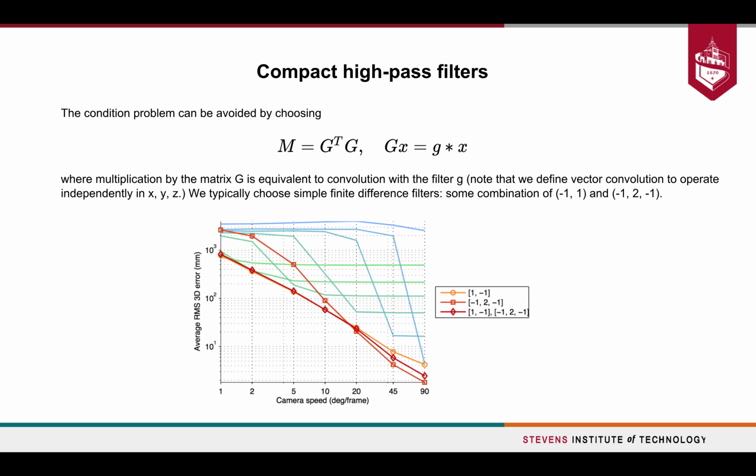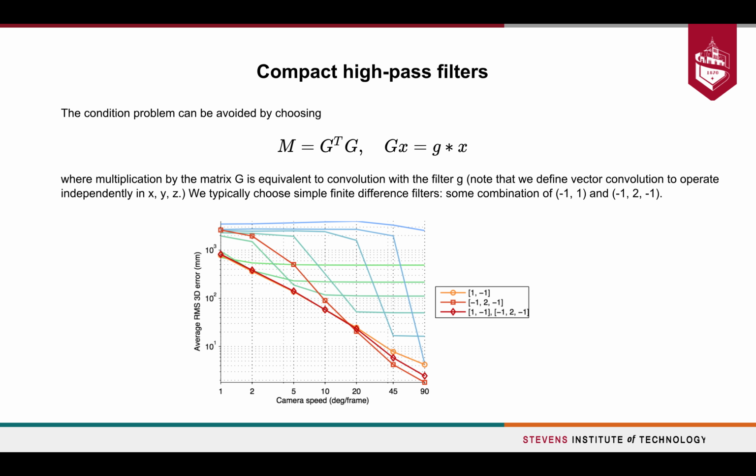And then they use some high-pass filter to replace the track bases. Here, the M is replaced by the product of the high-pass filter. It is equivalent to directly applying this high-pass filter matrix to the structure. And they use two kinds of high-pass filters, here the [-1, 1] and [-2, -1].